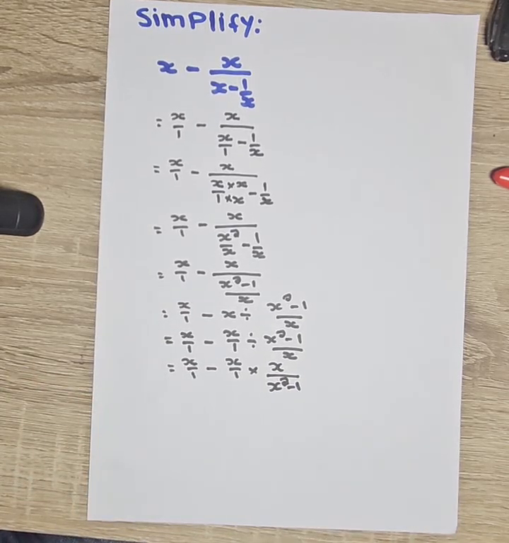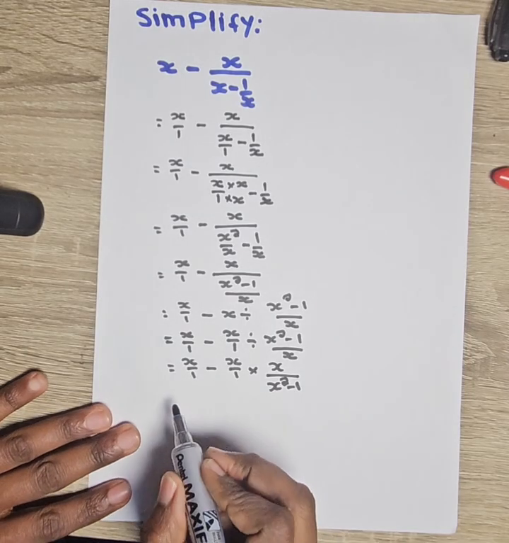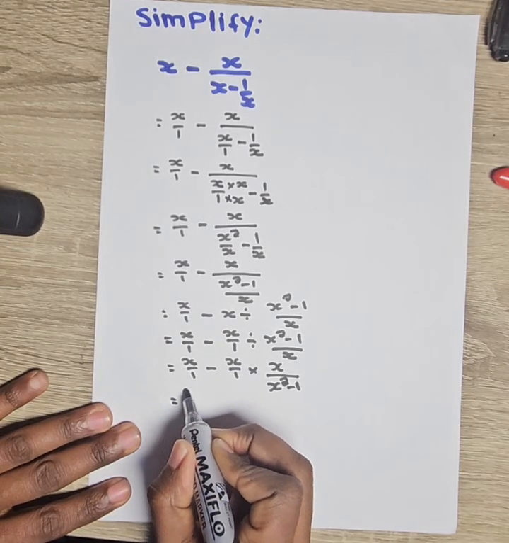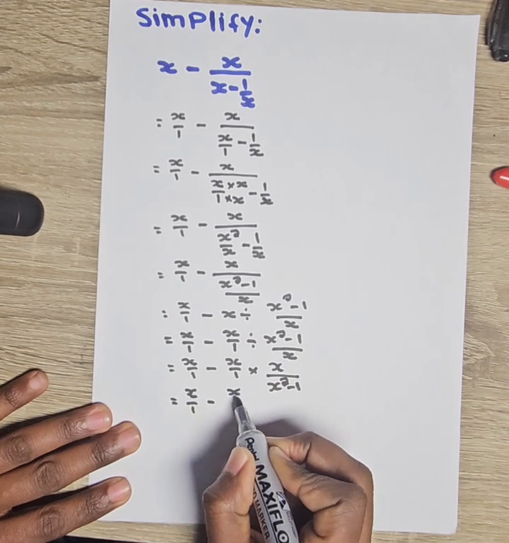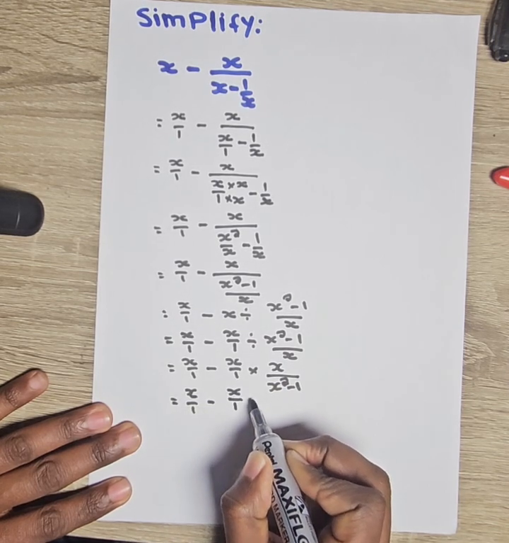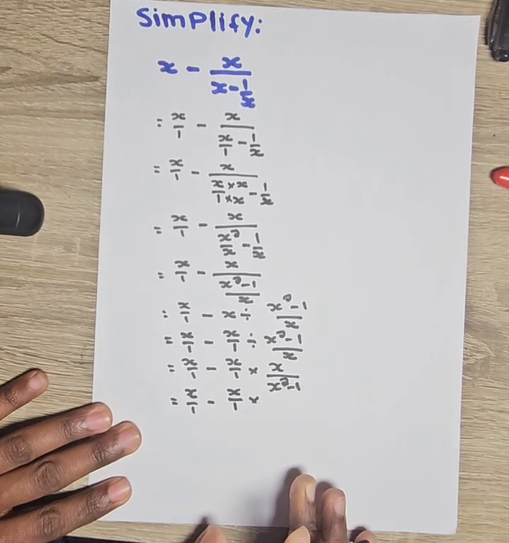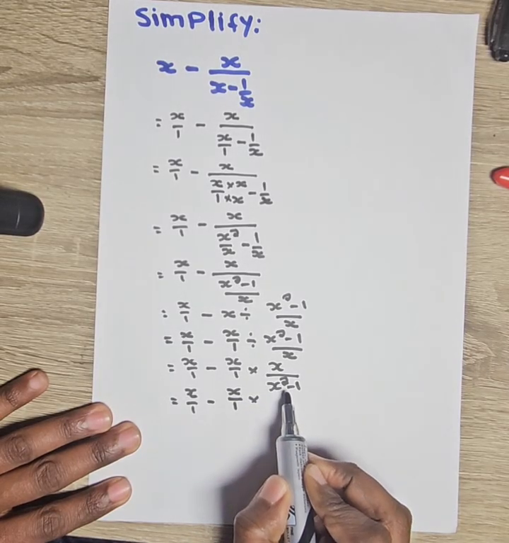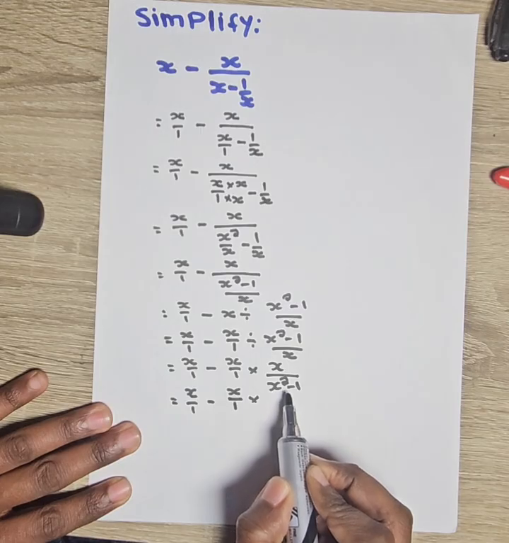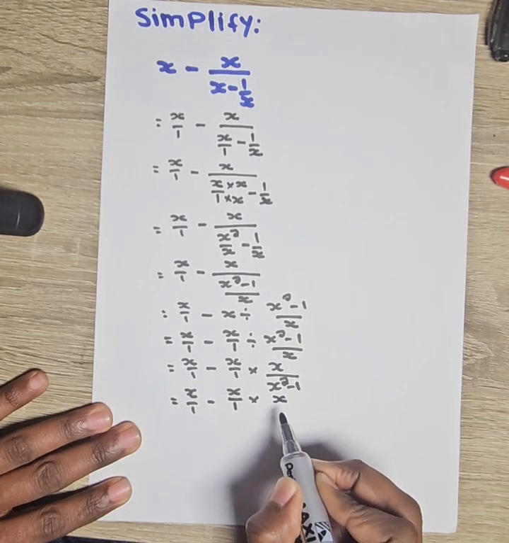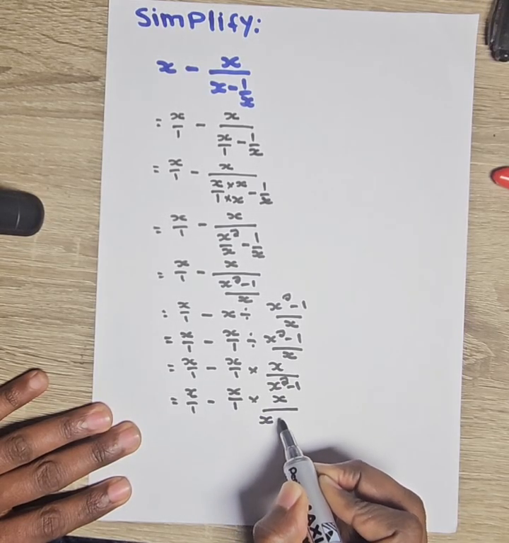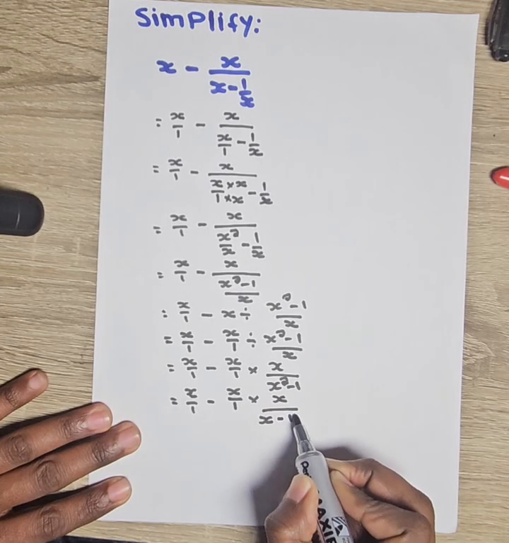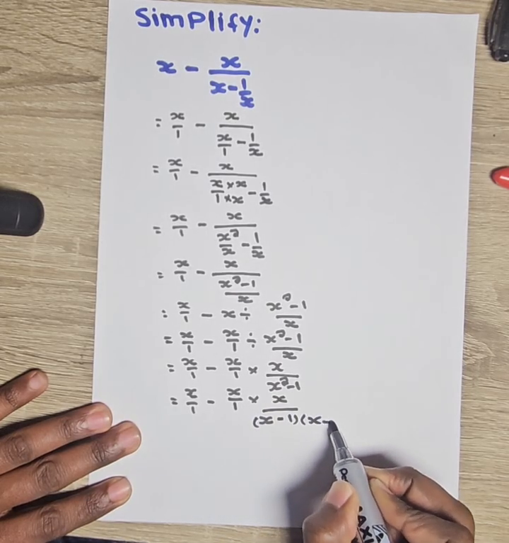Now you are subtracting and multiplying. So we're going to multiply first. We therefore will say this equals x over 1 minus x over 1 times. So here I need to factorize in order to get one term. So I will say x over x squared minus 1. This is a difference of squares. Therefore I will use the difference of squares method. So x minus 1 times x plus 1.